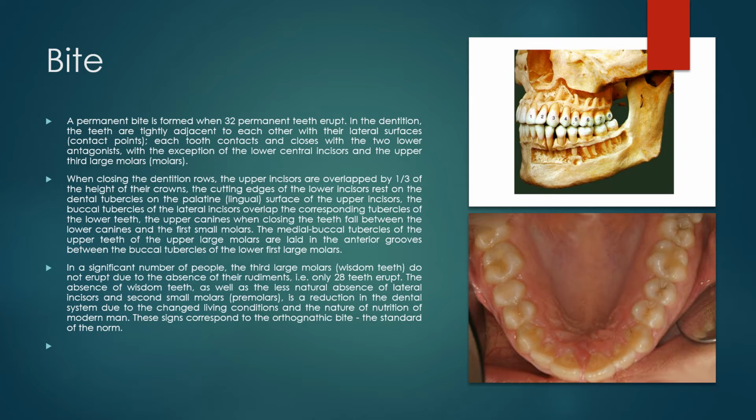When closing the dentition rows, the upper incisors are overlapped by 1/3 of the height of the crowns. The cutting edges of the lower incisors rest on the dental tubercles on the palatine surface of the upper incisors. The buccal tubercles of the lateral incisors overlap the corresponding tubercles of the lower teeth, and the upper canines, when closing the teeth, fall between the lower canines and the first premolar. The medial buccal tubercles of the upper teeth and the upper large molars are laid in the arterial grooves between the buccal tubercles of the lower first molars.